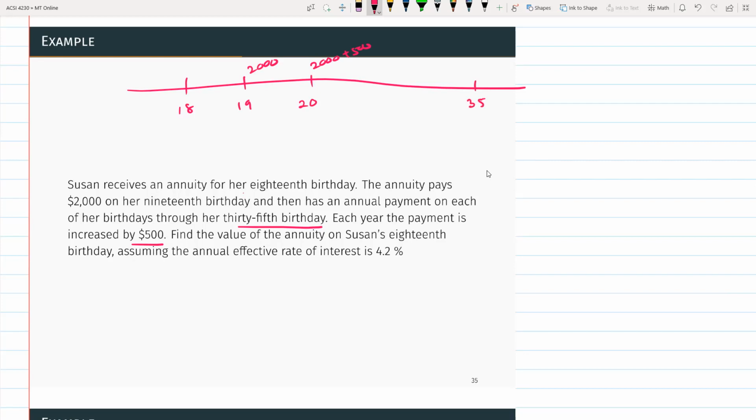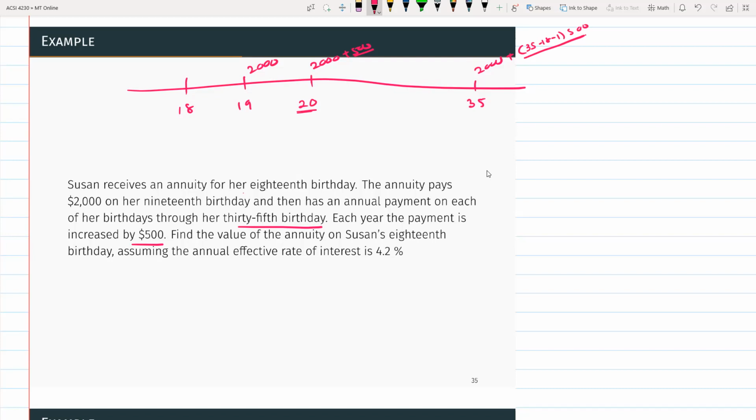And then 35th. It's going to be what? So it's going to be 35 minus 18 minus 1 times 500. So for example, if it is 20, you multiply 500 by 1. So 20 minus 18 is 2 minus 1. So then 35 minus 18 minus 1.